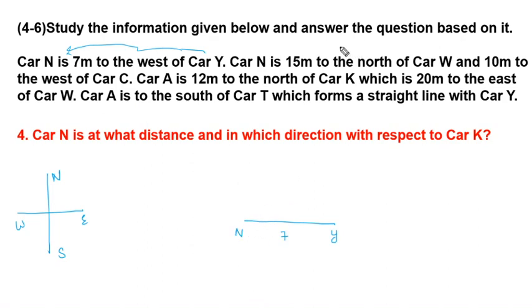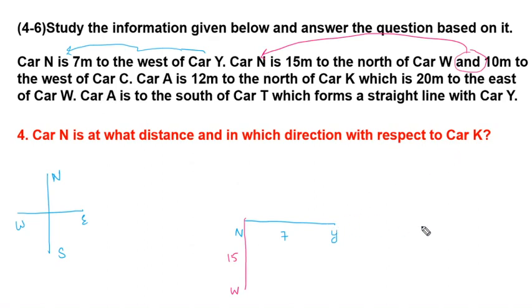Okay, then car N is 15 meter north of car W. So let me change the color. Car N is 15 meter north of car W. So to the north of W, N is there at a distance of 15 meters. And 10 meter west of car C. So here N is referring to the first person, the first person means N. So N is 10 meter west of car C.